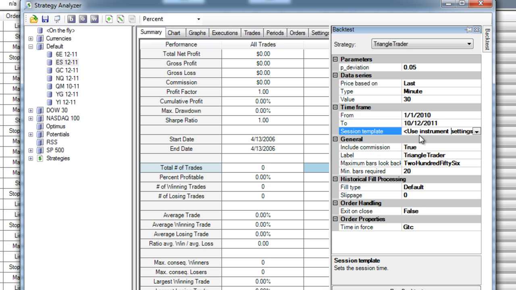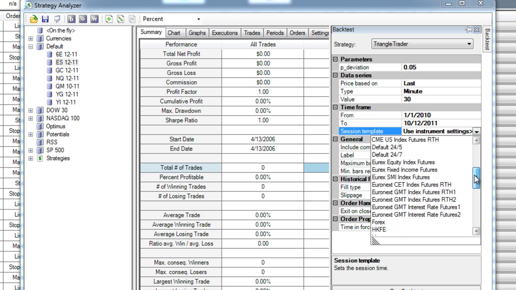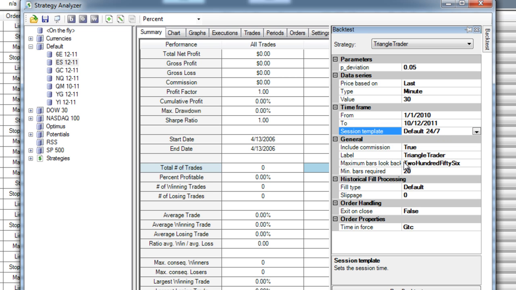2010. And as far as my session template goes, I can use the normal trading hours, which is usually just use instrument settings, or you can go down and choose any one of these other session templates. I'm going to choose default 24/7, so this strategy is going to run all day long, all night long. Here I can include my commissions, which I do want to do, which are set by my broker, or you can set your own on simulated.